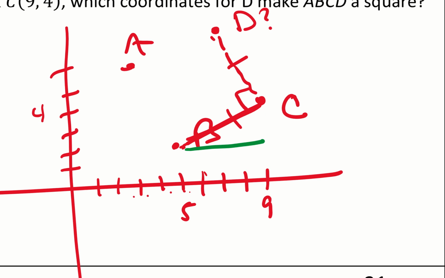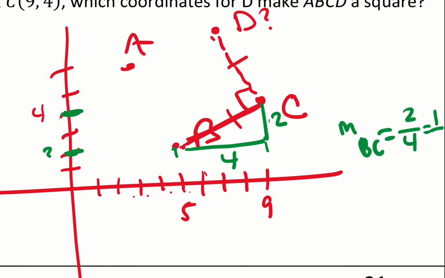So let's do that now. We need rise over run. The run for BC is the distance from 5 to 9. B is at 2, so the rise is 4 minus 2, which is 2. And then the run is the distance from 5 to 9, which is 4. So the slope of BC is rise over run, which is a half.